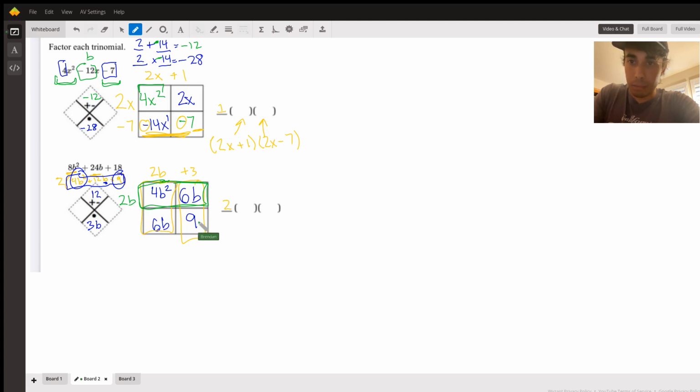Now we're going to look at the bottom row. And the same thing again, 6b and 9. That is also a plus 3. All right. So it's going to be 2b plus 3 and 2b plus 3. That's what's going to go in these two things. Those will be our factors, and that is our final answer.